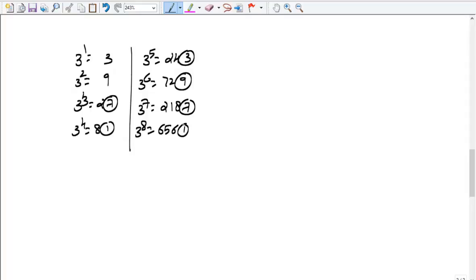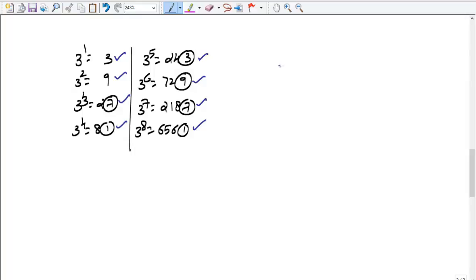Do you find any pattern here? Obviously there is a pattern, that is it is 3, 9, 7, 1 and again it's coming as 3, 9, 7, 1. Since 3 is an odd number raised to any power, we are going to get an odd number. So the digits are 3, 9, 7, 1 in a proper order. Now for 3 also, we found that this pattern gives us a proper direction.